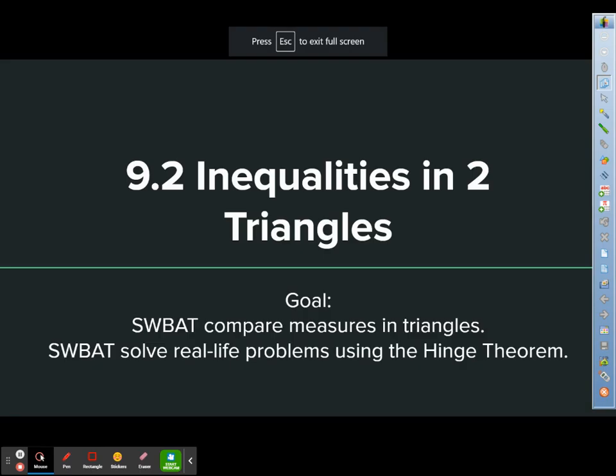All right, so previously we talked about inequalities in one triangle. Now we're going to talk about inequalities in two triangles. And it says students will be able to compare measures in triangles. And students will be able to solve real-life problems using the hinge theorem. Okay, so the hinge theorem.